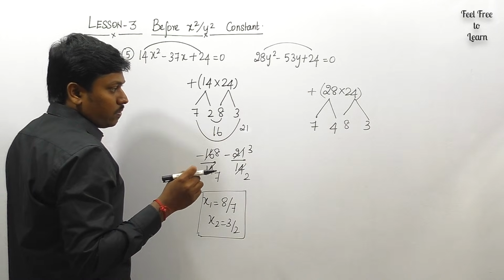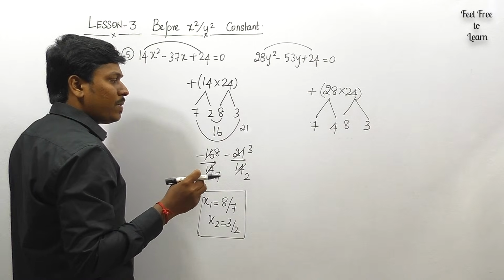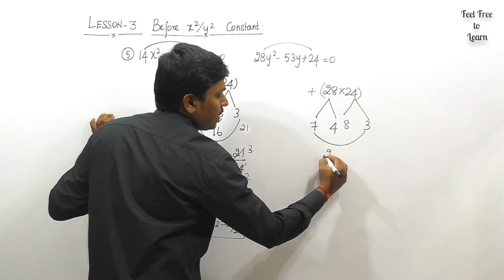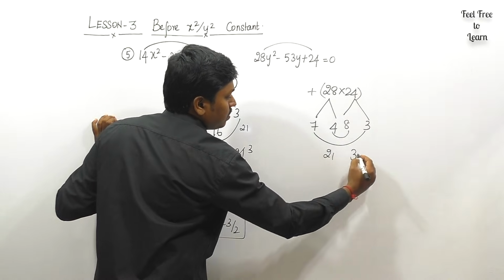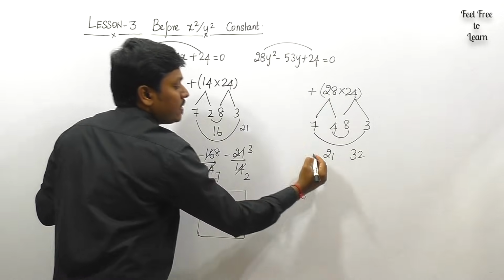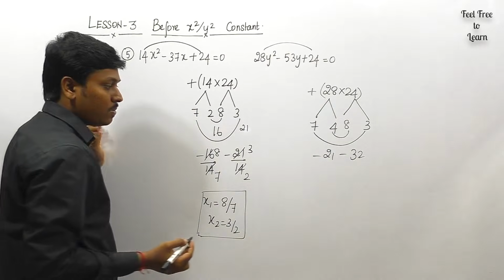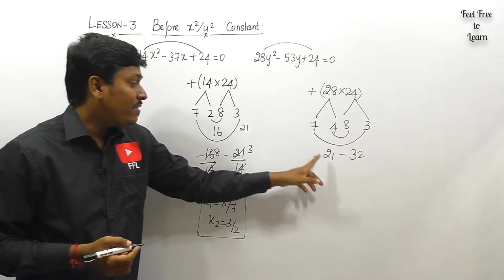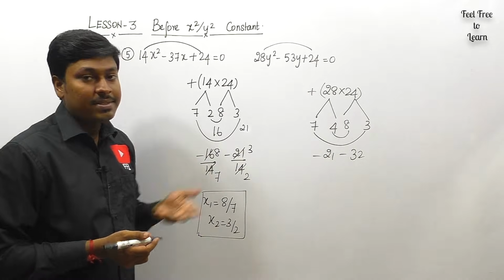So 4 3s are 8 4s are 32, 21, 32, 21. I think we got an answer friends. Listen here. 7 3s are 21, 8 4s are 32. When we add both the numbers, the resultant will be 53. But we need to get minus 53. So minus 21 and minus 32. When we multiply both the numbers, the resultant will be positive. But when we add both the numbers, the resultant will be minus 53.